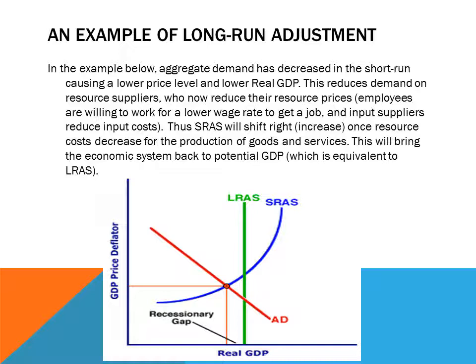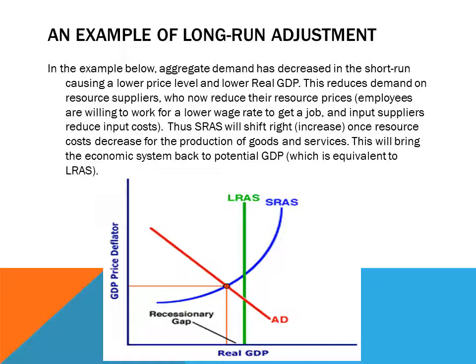The previous example showed us what the model looks like when we're in long-run equilibrium, but what happens when actual output deviates from potential output? In the example below, aggregate demand has decreased in the short run, causing a lower price level and lower real GDP. This often occurs during recessionary periods.